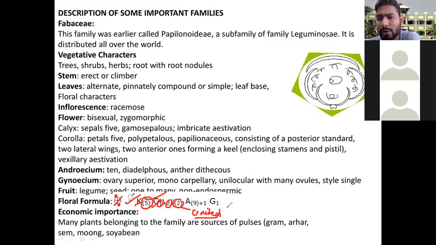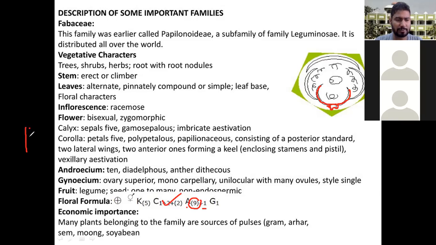Gamo you can't use here because only 2 are united. Clear? Overall they are not united, so that's why they have not used the gamo. The last two means the anterior ones are united with each other. Clear? In this way they have given it. Okay, C1, then A, this is the corolla, then androecium 9, which are fused with each other, and +1. That condition is called diadelphous.